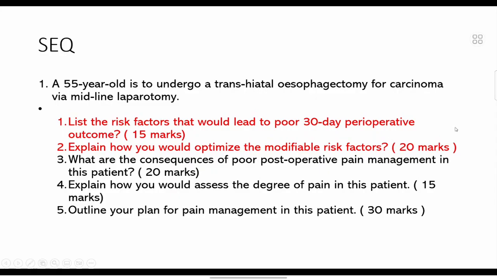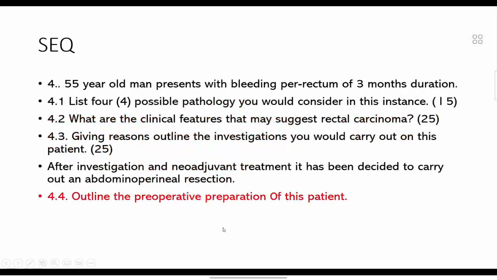This is only 15 or 20 marks, so don't waste a lot of time mentioning everything. Otherwise you will miss the time to write the answers for the next question. Okay.